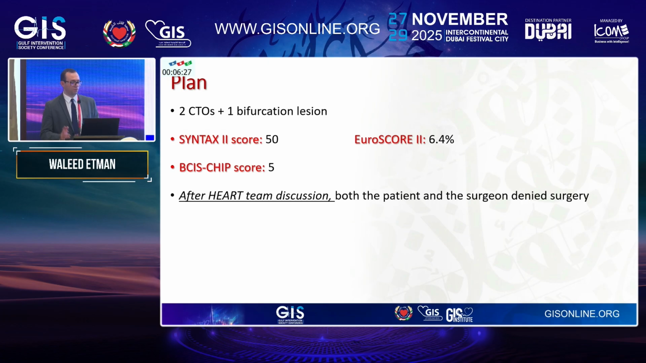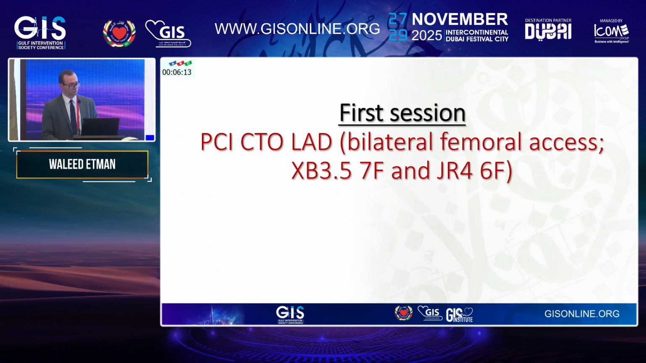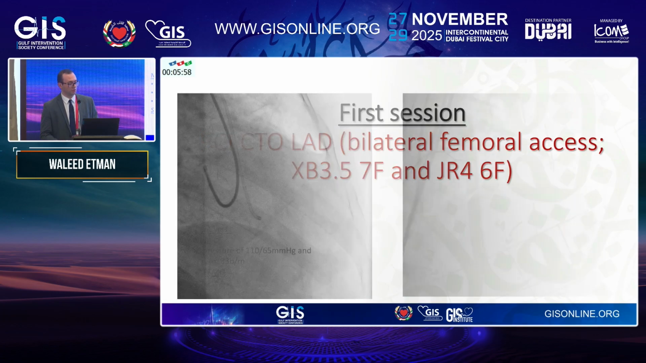It was optimum for this patient to go for surgery, but the patient and the surgeon refused surgery. So we decided to do the left system in 2 sessions, the LAD first as a complex CTO case, then we go for the circumflex and obtuse marginal at another session. So we shifted to a 7 French sheath. The patient was euvolemic, his blood pressure was okay, heart rate was stable. We didn't need any hemodynamic support. We had a standby ECMO, but we didn't insert it.